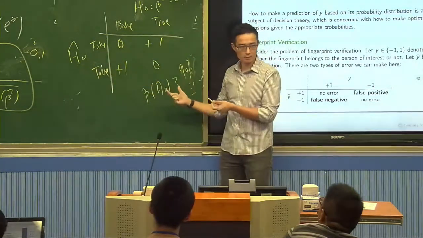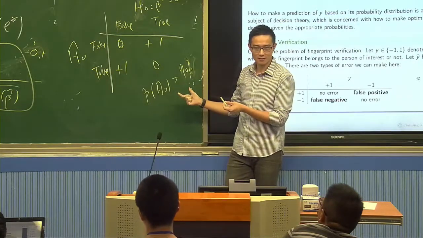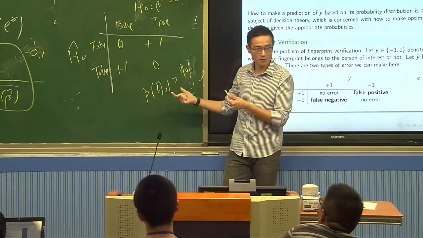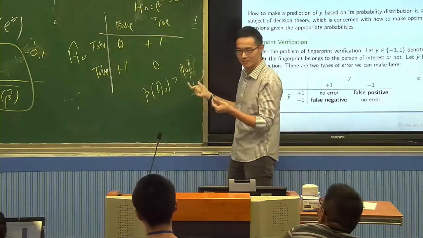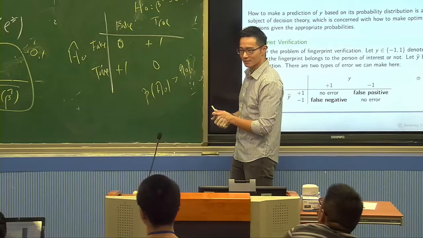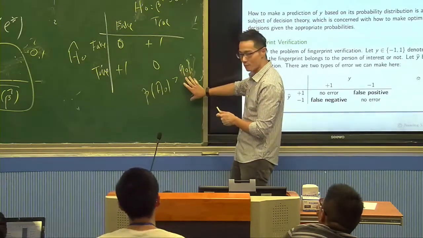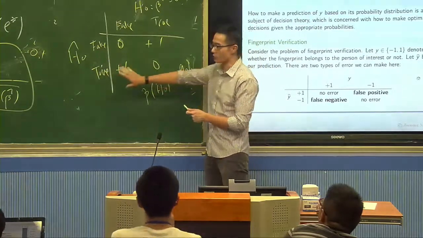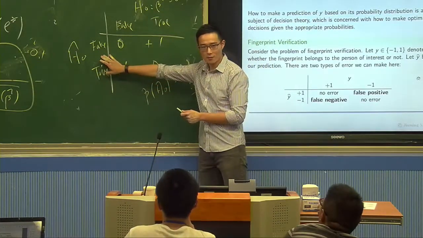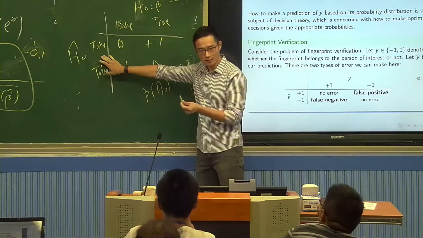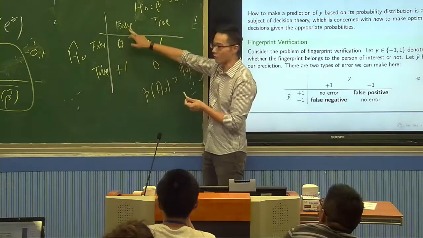How do I get this rule? I have to change the penalty. What kind of penalty do I increase? Which penalty becomes large? If my decision rule is whenever this is larger than 90% I declare it true, otherwise it's false, then I'm almost always declaring it to be false. Which means I'm really afraid of declaring it true when in reality it's false, correct?